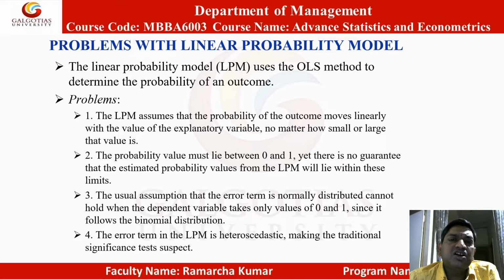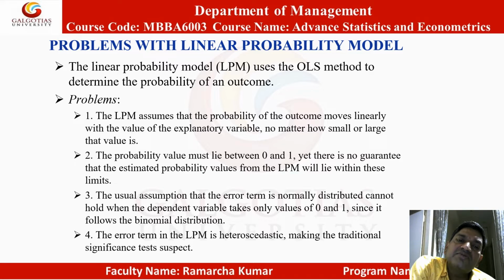Problem with the linear probability model. The linear probability model, LPM, uses the OLS method to determine the probability of an outcome. Problems: first, the LPM assumes that the probability of the outcome moves linearly with the value of the explanatory variable, no matter how small or large the value is. The probability value must lie between 0 and 1. Yet there is no guarantee that the estimated probability values from the LPM will lie within these limits.